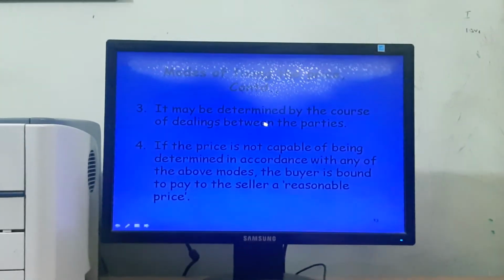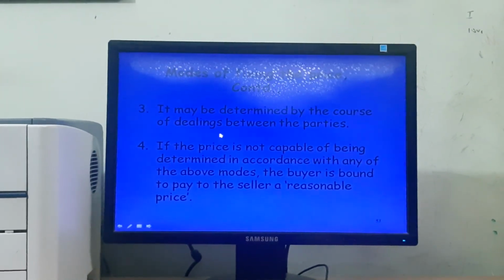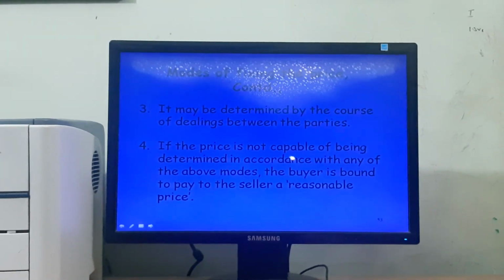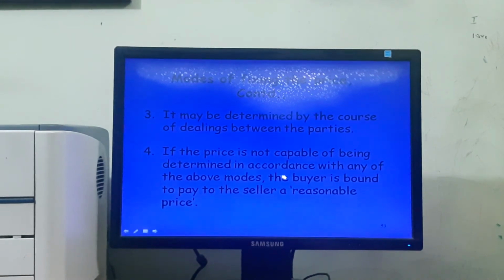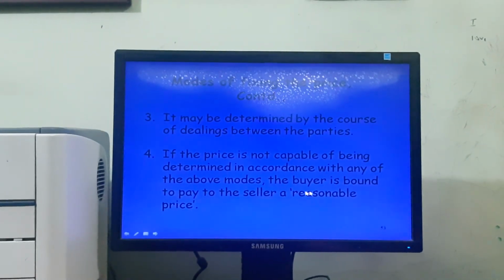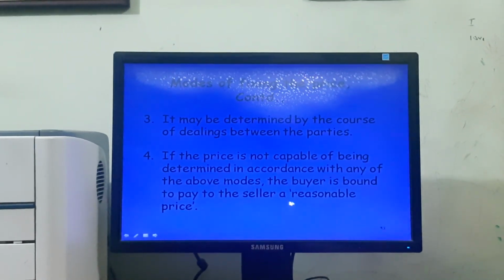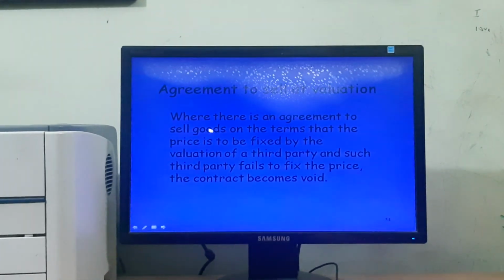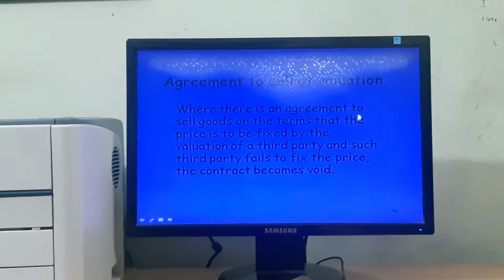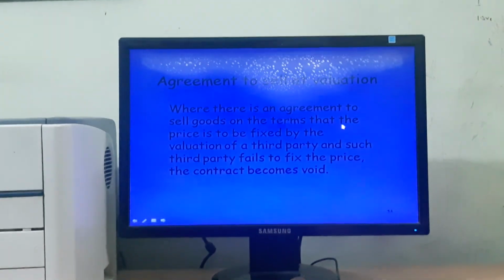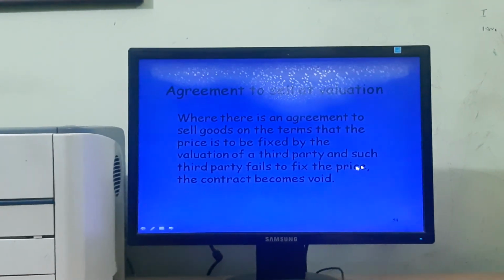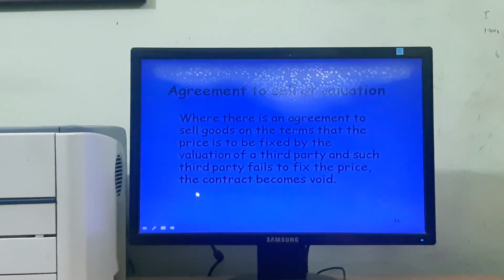It also may be determined by the course of dealings between the parties, and if the price is not capable of being determined in accordance with any of the above modes, the buyer is bound to pay the seller a reasonable price. Agreement to sell at valuation: where there is an agreement to sell goods on the terms that the price is to be fixed by the valuation of a third party, and such third party fails to fix the price, then the contract becomes void.